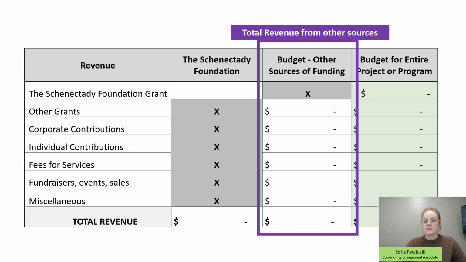In the third column, you'll enter the total revenue from all other sources. This could be other grants, so enter the amount that you have secured or requested from grants that are not provided by the foundation. There are corporate and individual contributions, so list any donations you anticipate. Fees for services: if your project generates revenue through membership fees, programs, or service charges, include those estimates. Fundraisers, events, or product sales: if your organization hosts fundraising events, sells goods, or generates revenue through similar activities, provide realistic estimates of expected income.